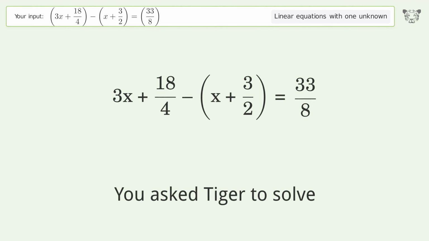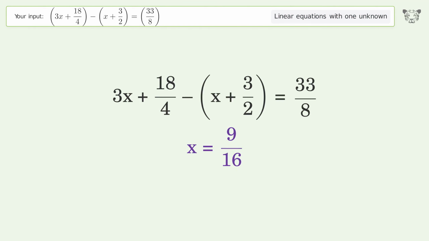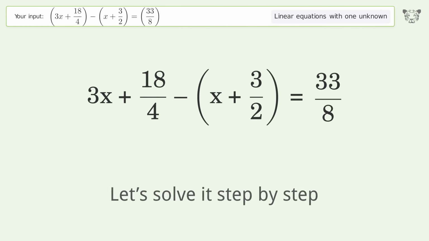You ask Tiger to solve. This deals with linear equations with one unknown. The final result is x equals 9 over 16. Let's solve it step by step.